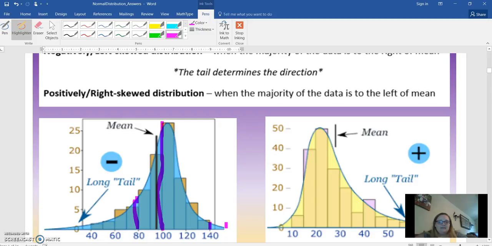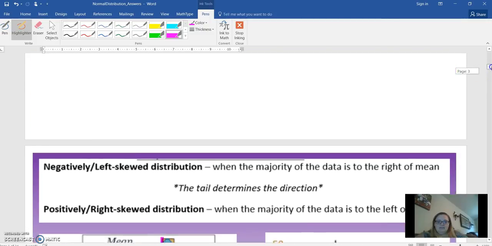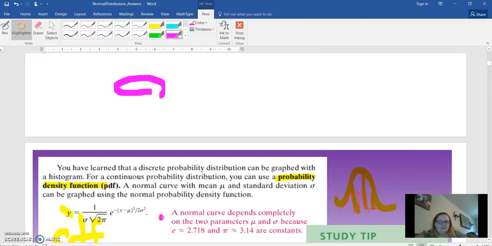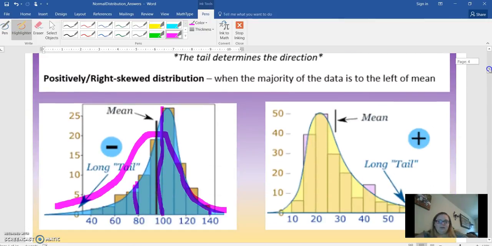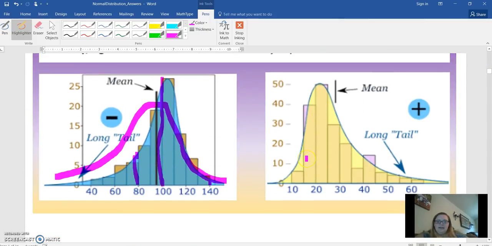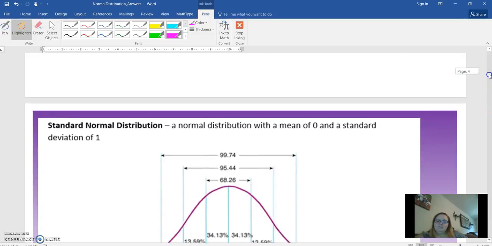And the curve comes from taking all that data into this insane formula. I'll never make you do that, by the way. Just letting you know. And then the right skewed, positively skewed data is where the tail's on the right and the hump is on the left. Remember, the mean, median, and mode are all pretty much right there.